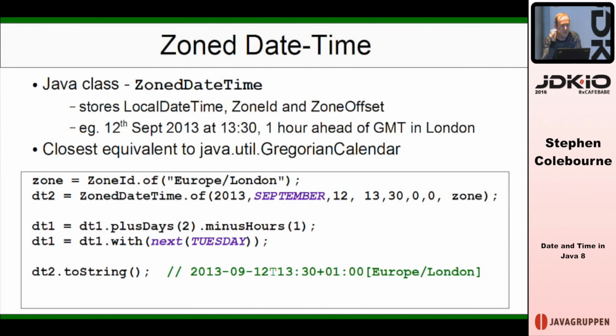Right, zone date time. So zone date time combines all the things we've talked about. It's a date, it's a time zone, and there's also an offset in there. Why do you need the offset? Because when you're in autumn, you get the same hour repeated twice. And you need to know which of those two it is, and that's why you need the offset.